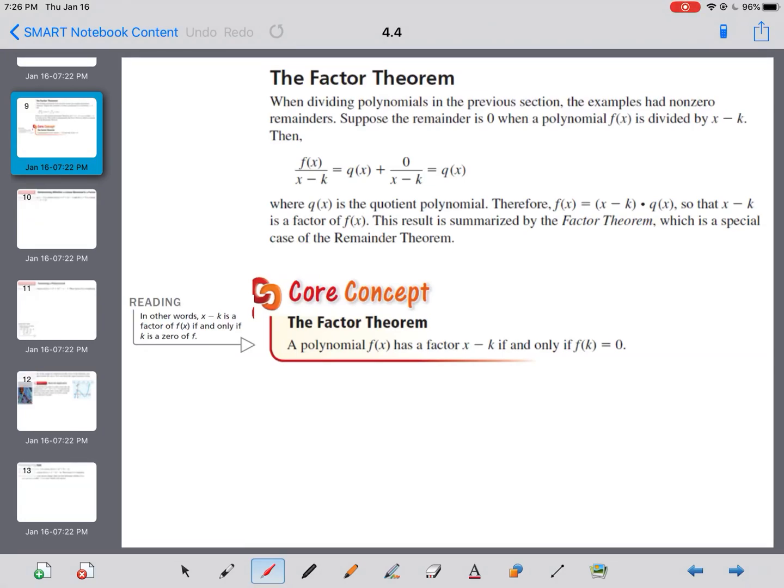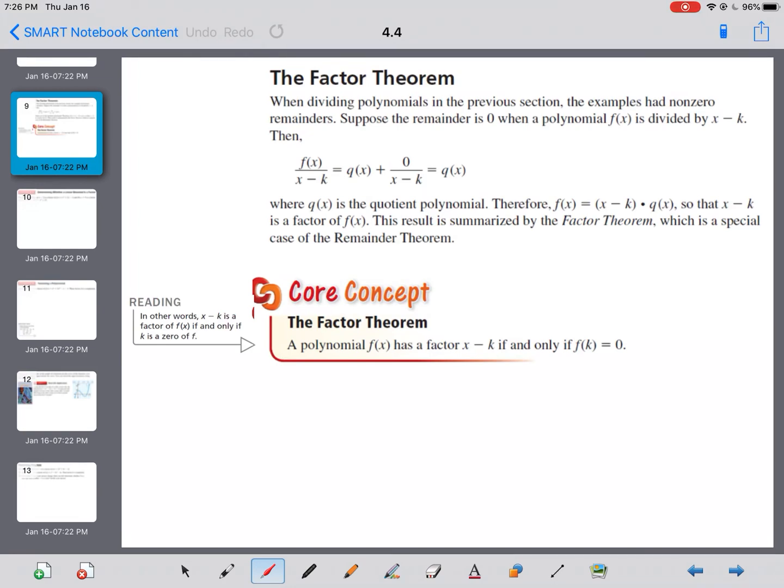All right, we're picking up in Chapter 4, Section 4, about factoring polynomials. And we're going to talk about the factor theorem. We've talked about theorems before. Theorems are just widely accepted mathematical ideas that have shown to be correct over and over again, so they're basically considered truth.